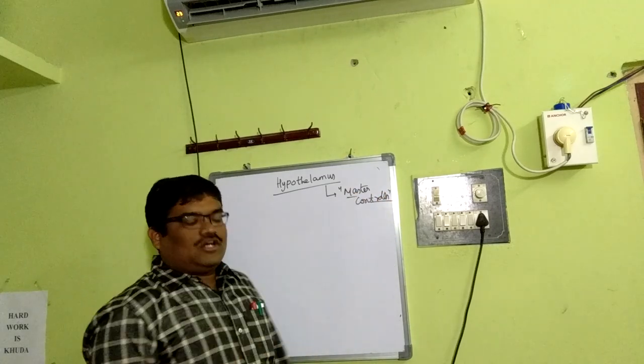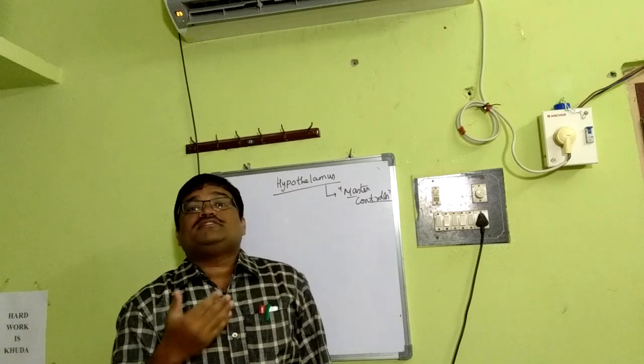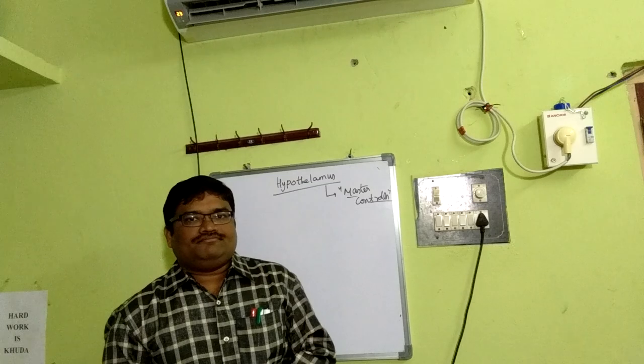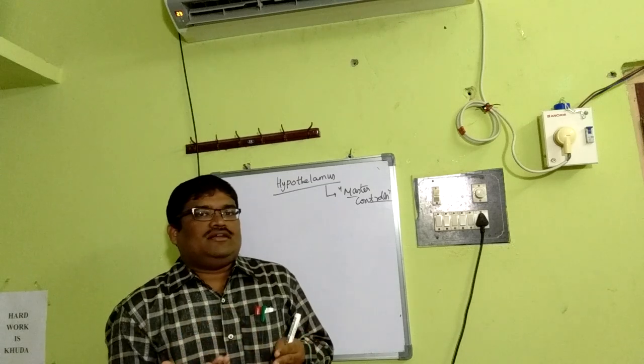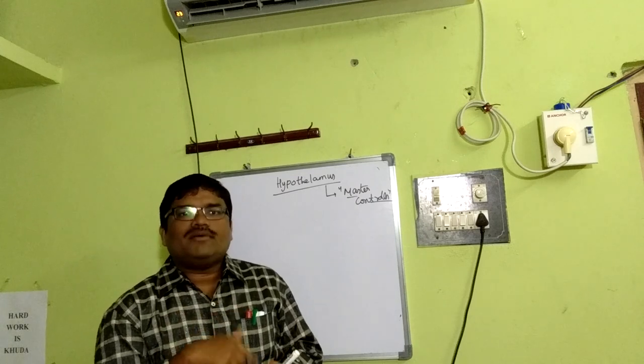What exactly is the master controller? Imagine there is a head of the department and a principal. The head of the department will control the rest of the faculty, whereas the principal will control the head. Here the head is the master, and there is someone who will control the master. Here the hypothalamus is the master controller.